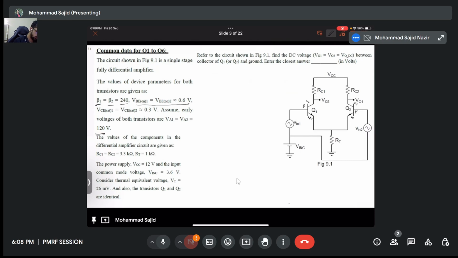Early voltage, which we will see if we need it or not. And then we have RC1, these are the load resistances, equal to 3.6 kilo ohm. The RT, this resistance, is 1 kilo ohm. Power supply, 12 volt. And VINC, that is the DC biasing. Here also the transistors are identical.